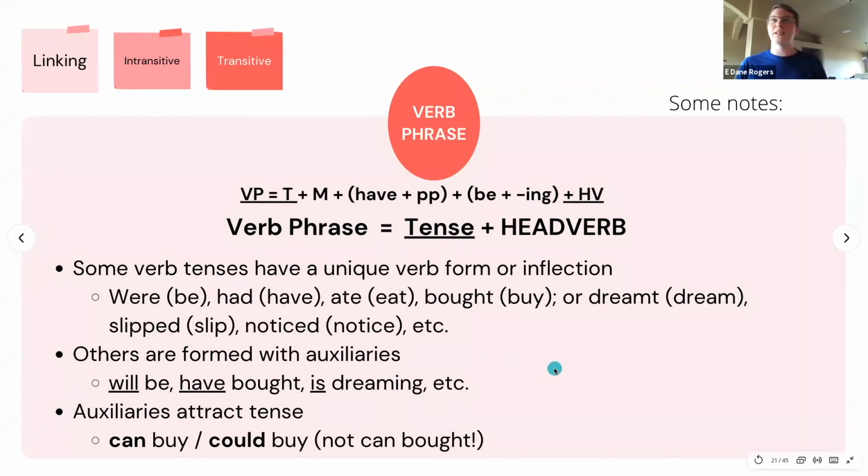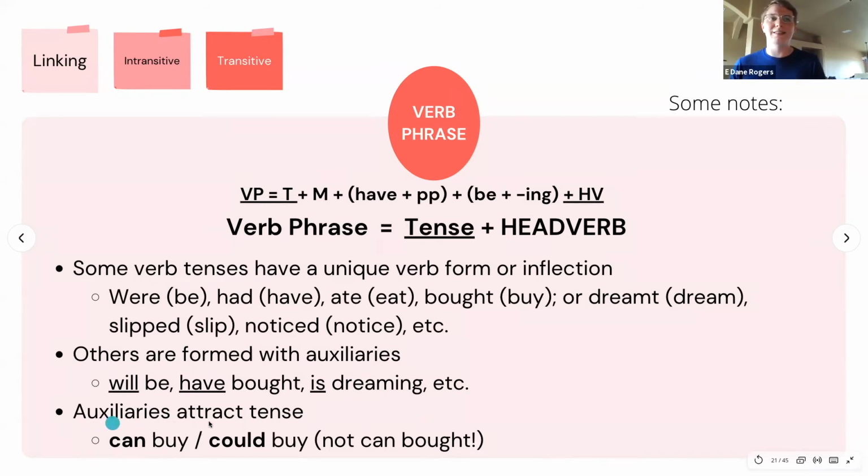Others are formed with auxiliaries. So if I want the future tense, I need the modal verb will. If I want to make a perfect tense, I need the auxiliary verb have, or present progressive is plus the ing participle. I look at these as verb plus adjective, but their technical grammatical sense is a verb phrase.